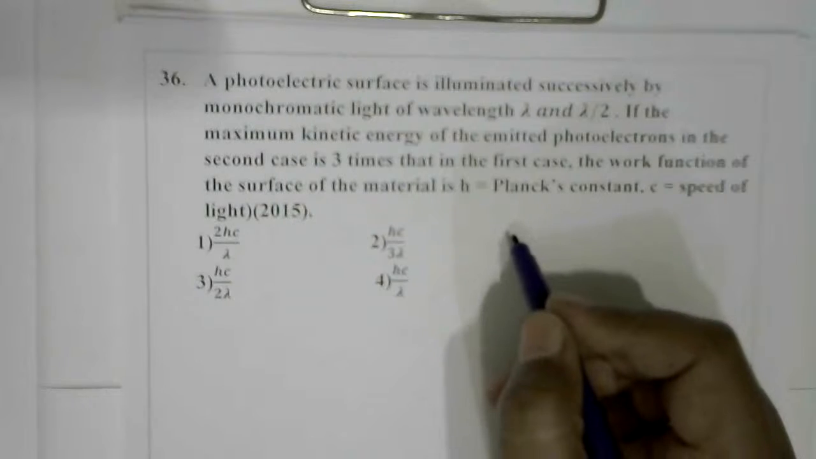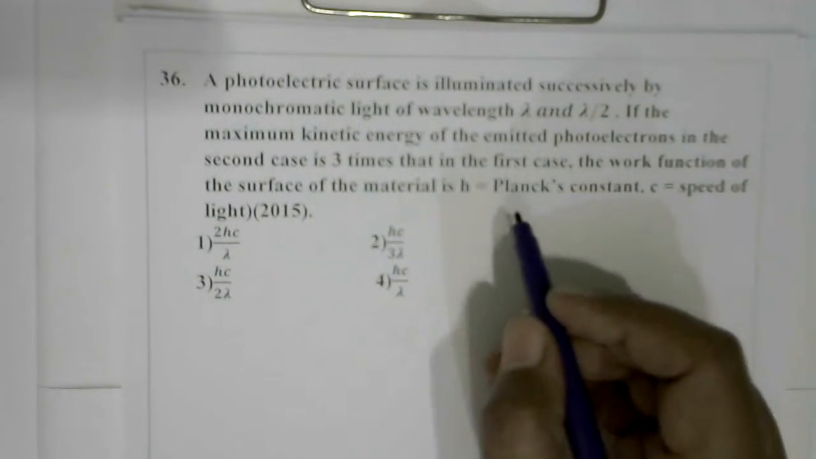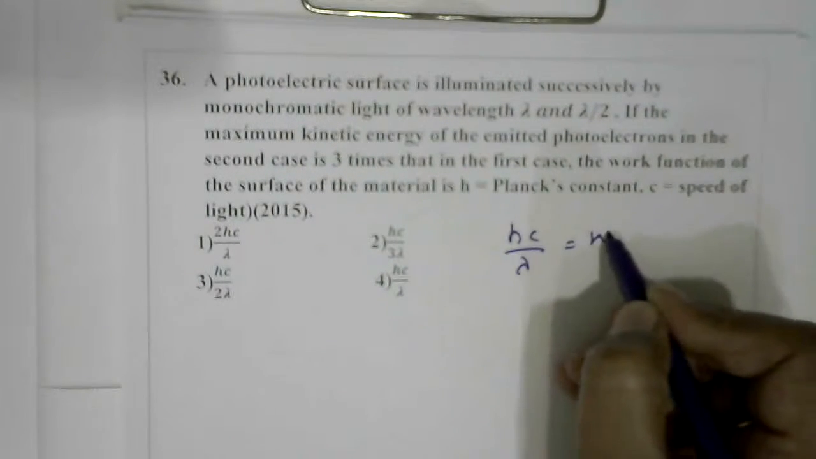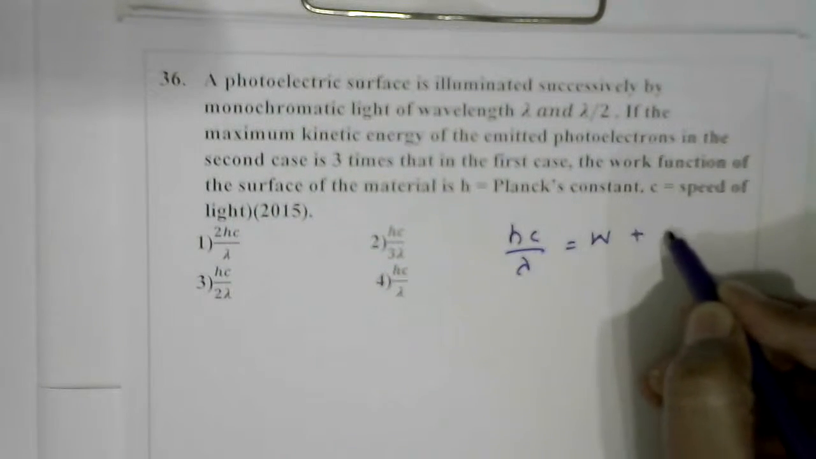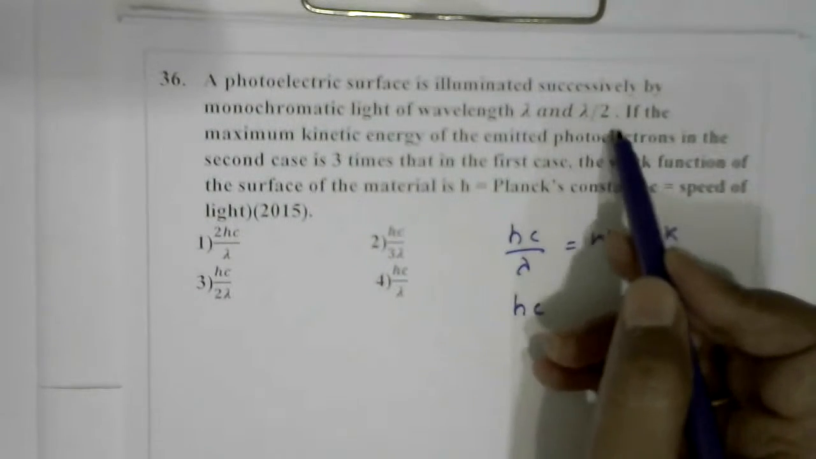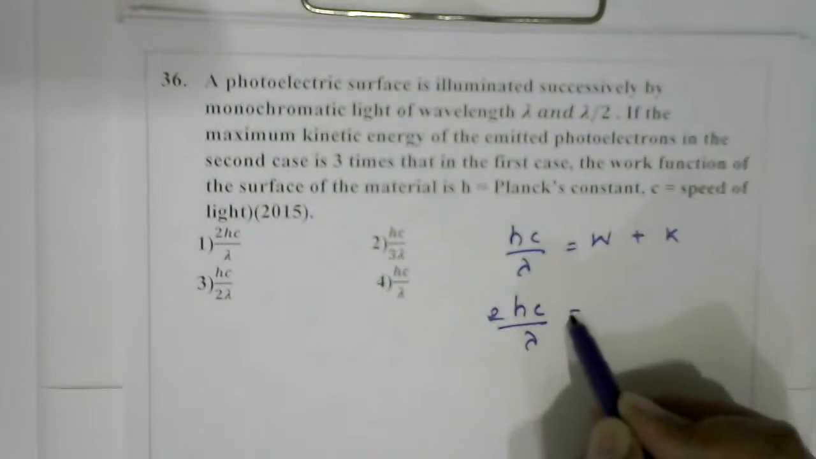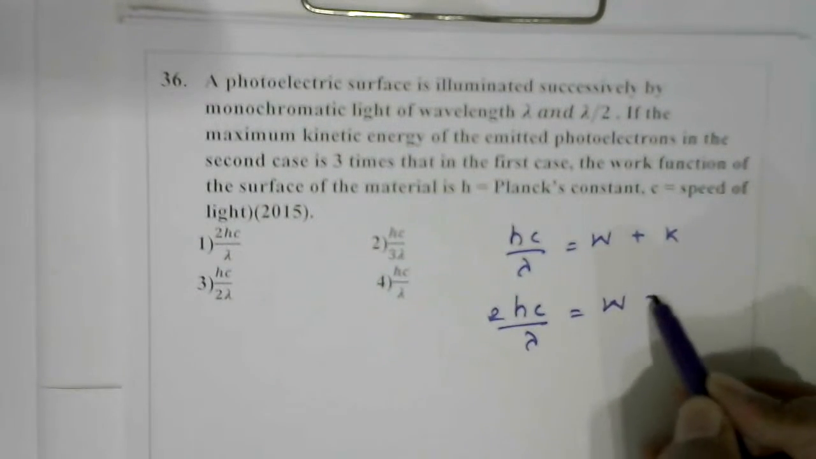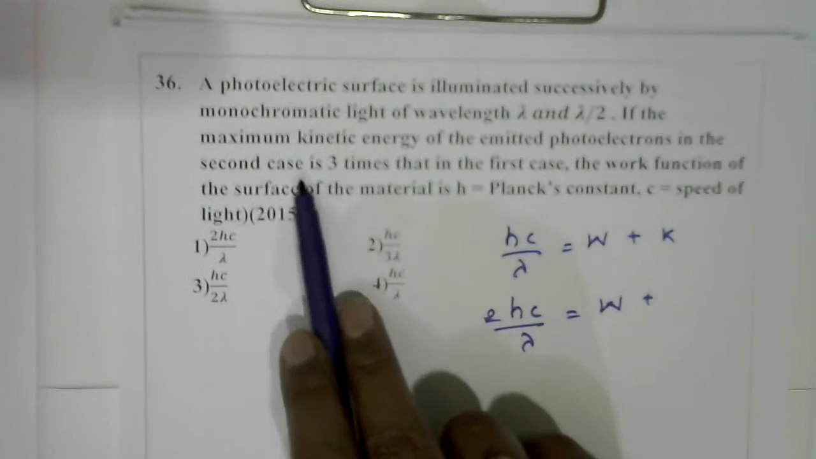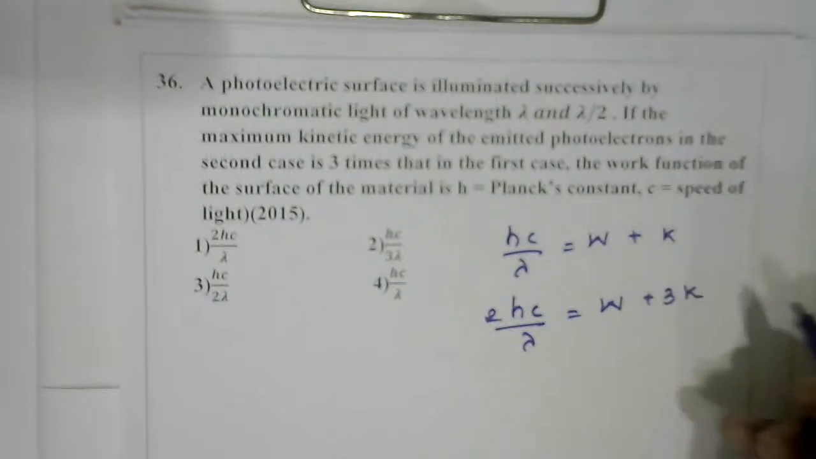See, again you have two statements. There it was with potential, here it's with kinetic energy. So when I took hc by lambda, the work function remains the same. If I take the kinetic energy as K, in the second case, when you took lambda by 2, it becomes 2 times hc by lambda equal to W plus the kinetic energy, which this time is 3 times the first. Means it became 3 times K.